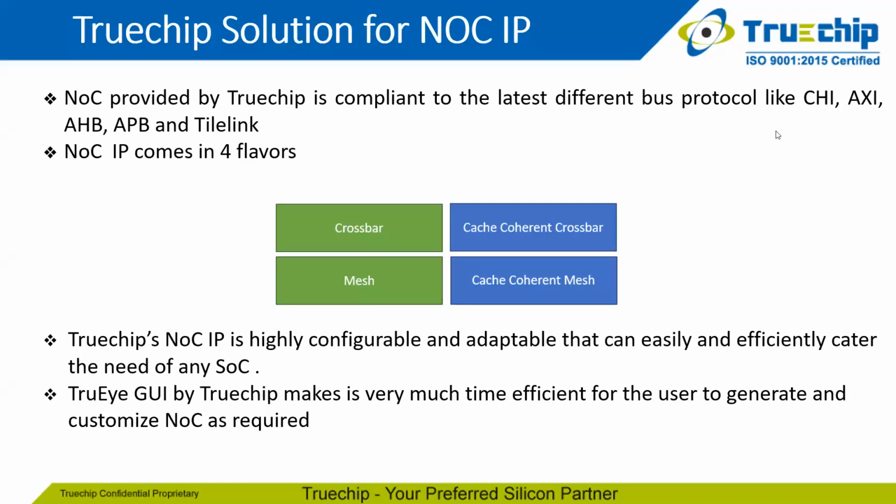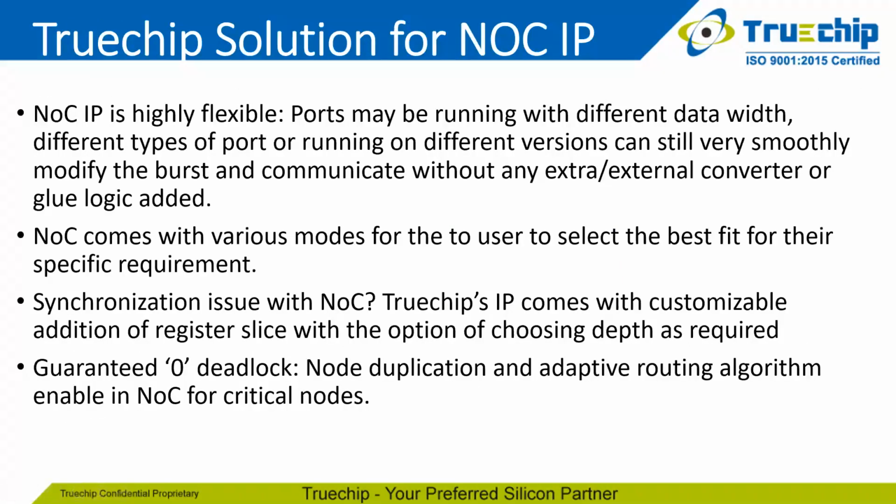Okay. Now let's look at Truechip solutions for NOC IP. Let's talk more about it. What is unique about Truechip's IP is that it is highly flexible. Cores may be running with different data widths for different types of AMBA protocols on different versions. Still, they can talk to each other very efficiently and communicate without needing any extra or external converter or glue logic added. So let's say if you have an AXI port communicating with an AHB port, you do not need any kind of converter over here. The communication is still going to be done in a very efficient manner.